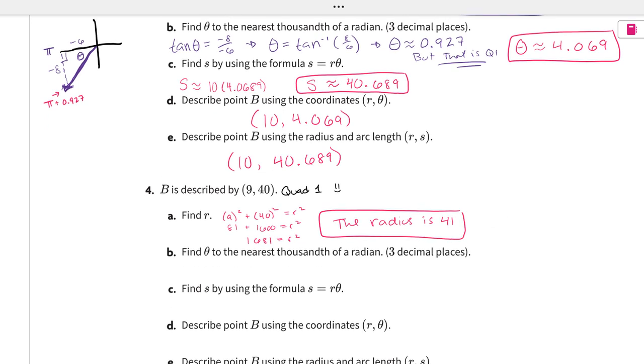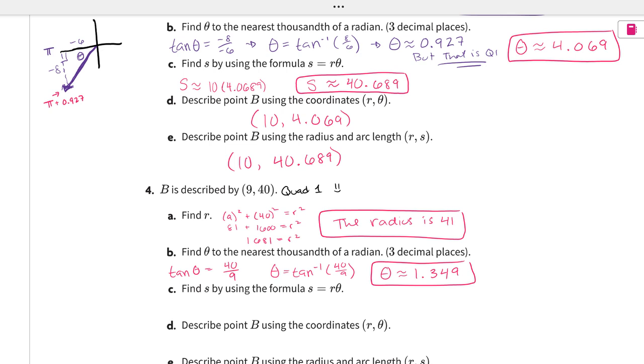Okay. So find theta to the nearest thousandths of a radian. Well, tan of theta equals y, 40, over x, 9. So theta equals tan inverse of 40 over 9. Remember, my calculator is still in radian mode because it wants us in radian. So inverse tan of 40 divided by 9 should give us about 1.34. Now it goes 9, 4, so I'm going to keep it at 9.